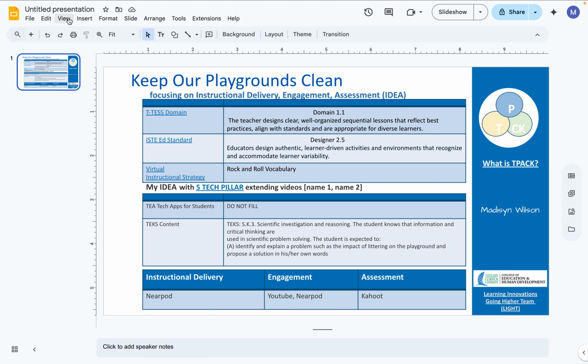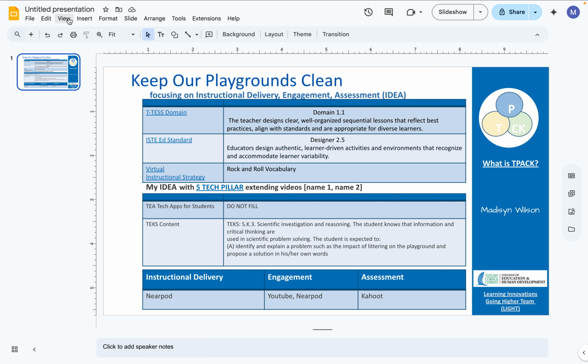My TEK is TEK 3.A, scientific investigation and reasoning. The student knows that information and critical thinking are used in scientific problem solving. The student is expected to identify and explain a problem, such as the impact of littering on the playground, and propose a solution in his or her own words.